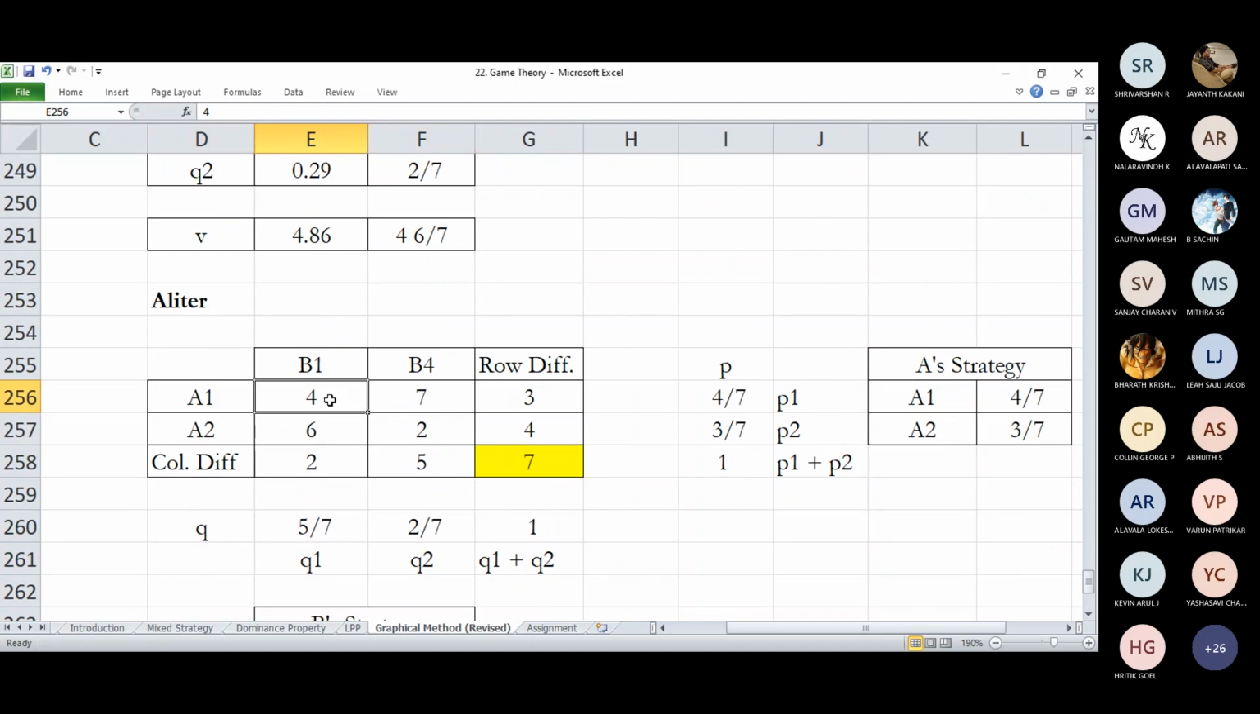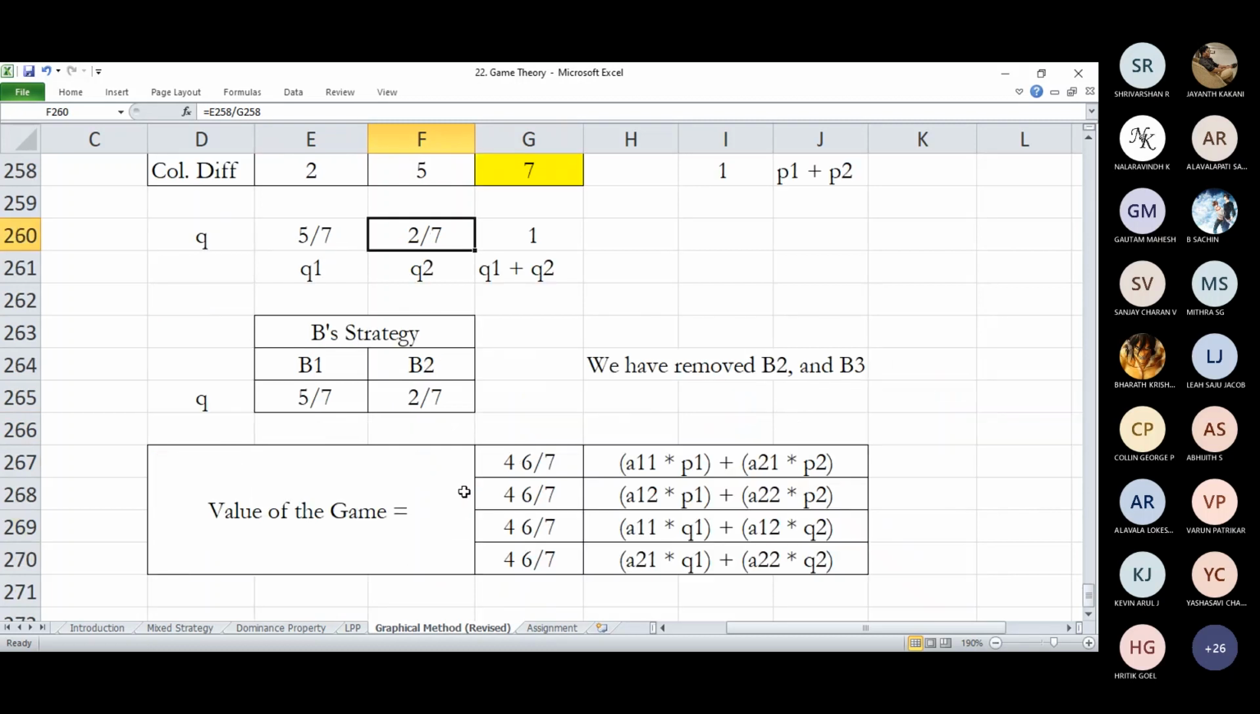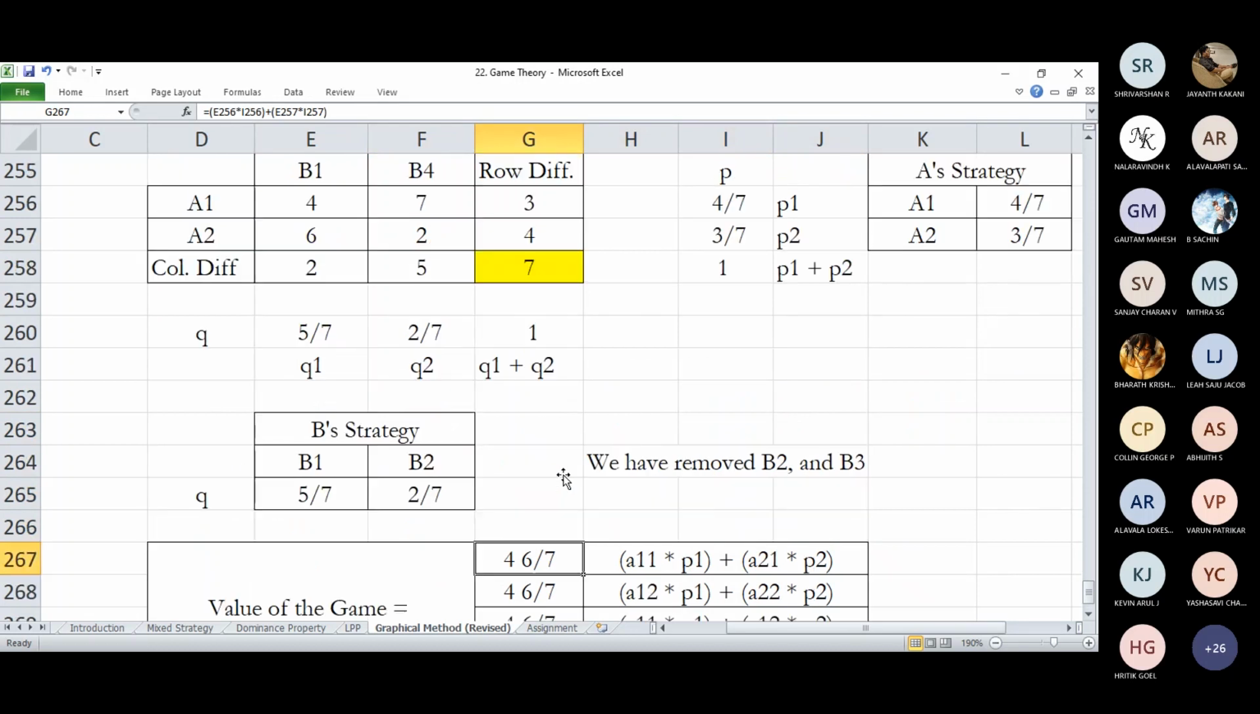Like you can multiply A11 into this plus A21 into this. That will give us the value of the game. Or if you want to take column 2, A12 multiplied by P1, A22 multiplied by P2, that will also give the same. If you want to calculate row-wise, like 4 multiplied by 5 by 7 and 7 multiplied by 2 by 7 will also give the same value of the game. Or 6 multiplied by 5 by 7 plus 2 multiplied by 2 by 7 will give us the same value of the game. So that's listed here. So the value of the game is 4 and 6 by 7.